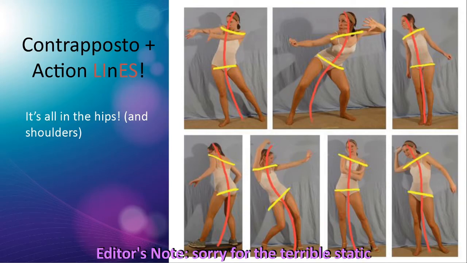And so if you combine action lines and the contrapposto, you can make sure that your characters look and feel balanced when you're drawing them. They'll feel a lot better. They'll look a lot more professional. So pay attention to the action line of the spine and then the angles of the hips and the shoulders. You can see they're doing opposite things here.